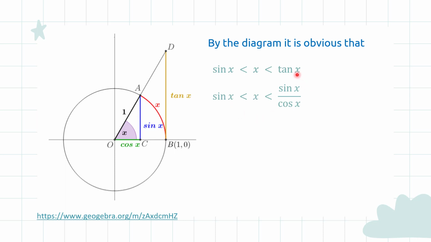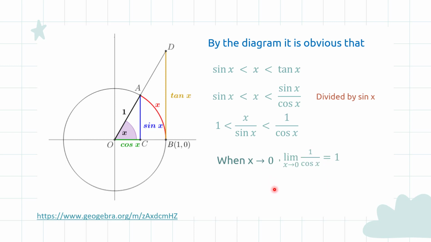If we change tangent x to sine x over cos x, and divide all terms by sine x, then sine x becomes 1, x becomes x over sine x, and sine over cos becomes 1 over cos. When x approaches 0, the limit of 1 over cos x is found by substituting x equals 0, and the value of cos 0 is 1, so the value of this limit is also 1. Then, since both the left side and the right side have the value 1, using the squeeze theorem we can conclude that the limit of x over sine x is 1. If you take the reciprocal, then the limit as x approaches 0 of sine x over x will also be 1. So this is the fundamental limit theorem that is proved using the squeeze theorem.